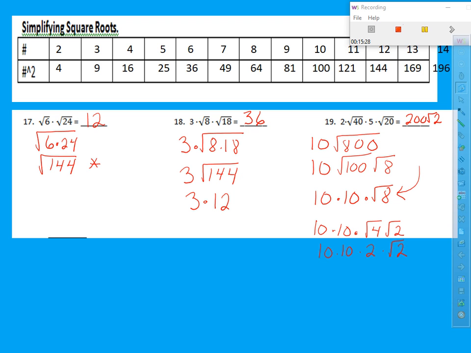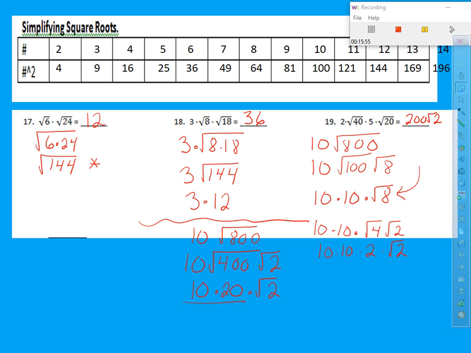Now, if you would have seen it, when we had 10 times the square root of 800, the best number would have been a 400 and a 2. Now the square root of 400 is 20, so I got 10 times 20 times the square root of 2. 10 times 20 is 200, radical 2. So guys, there's multiple ways to get the answer, but if you do it correctly, our ending answers will be the same.